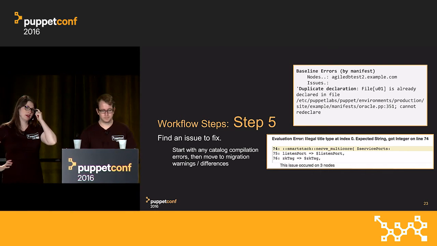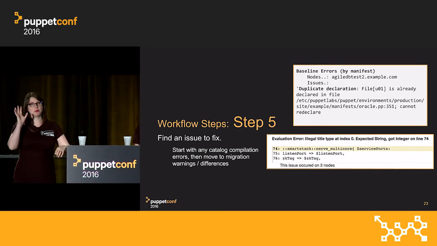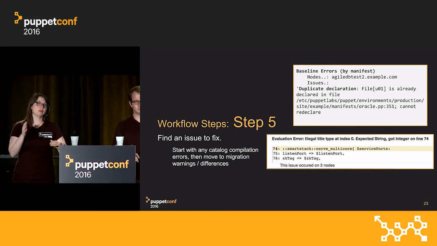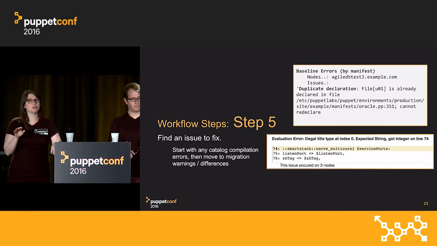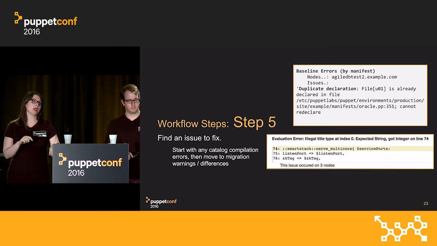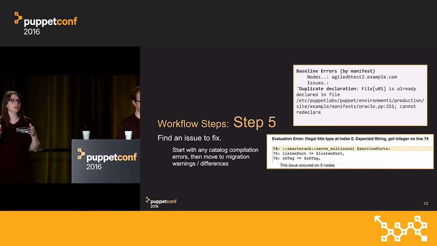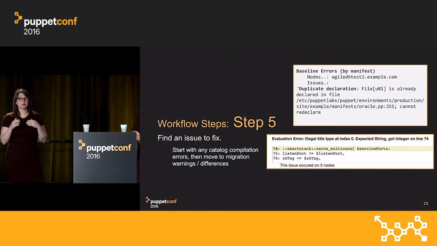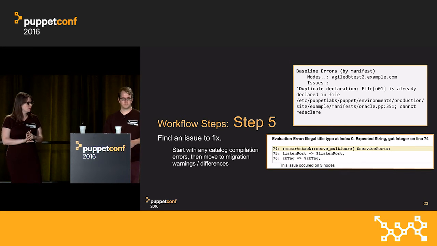All right, so step 5 is finding an issue to fix. Once you've run that report, you want to go through and look at what it says. There's a couple of different things that could come up. The first thing you want to look for is if there are any compilation errors, you want to make sure you take care of those right away. You want to make sure that your catalogs are compiling cleanly, because if you don't take care of those, some of those compilation errors could actually be masking some of those migration warnings that could come up. So make sure that your catalogs are compiling cleanly so that you get a full list of all of the differences that the preview tool noticed between the two.